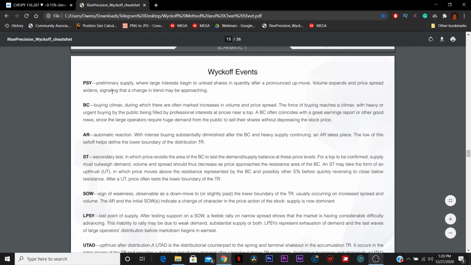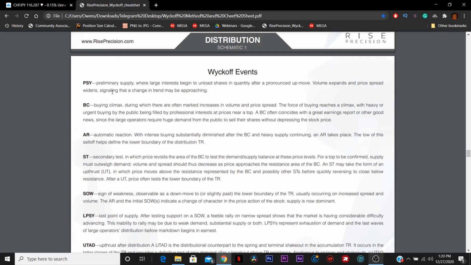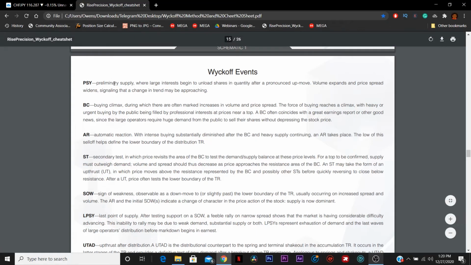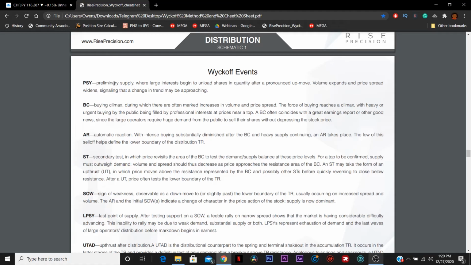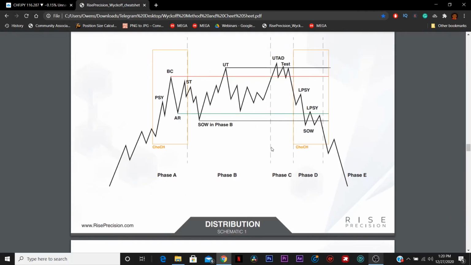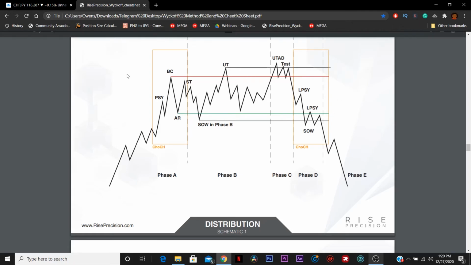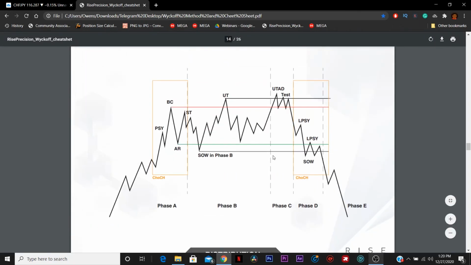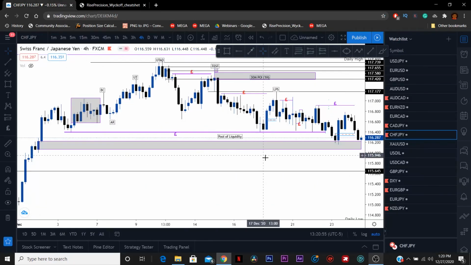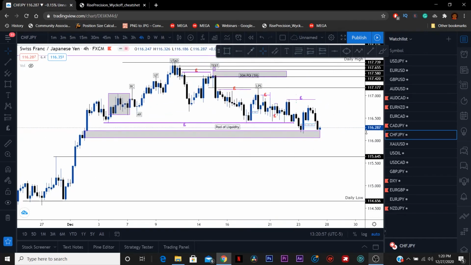What is the preliminary supply? Because the moves are going to tell you if you're in an accumulation or if you're in a distribution. You want to look for, okay, are we going to accumulate or are we going to distribute? Depending on what type of market you're in, if it's bearish or bullish, okay? So we're going to go into CHFJPY real quick, and I want you to take a good look at this distribution right here, and then take a good look at this distribution right here.